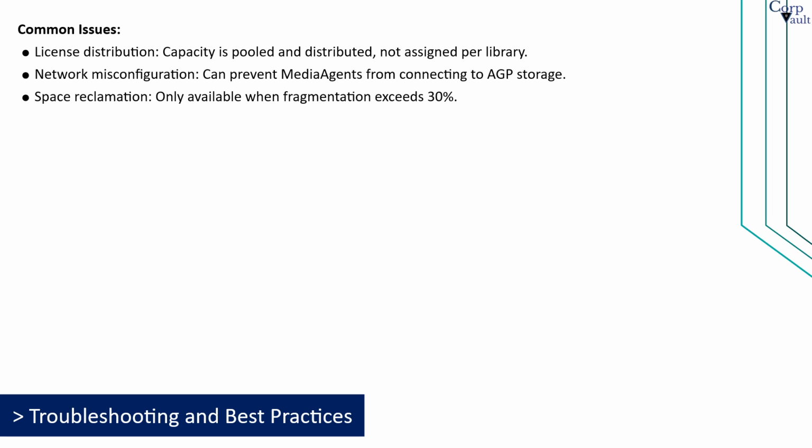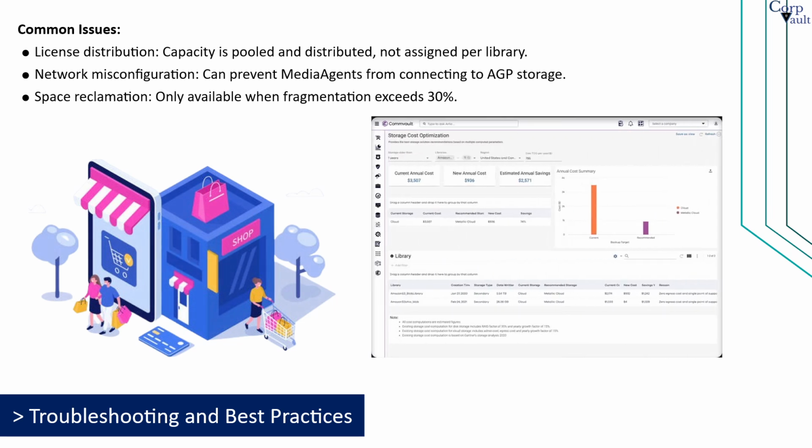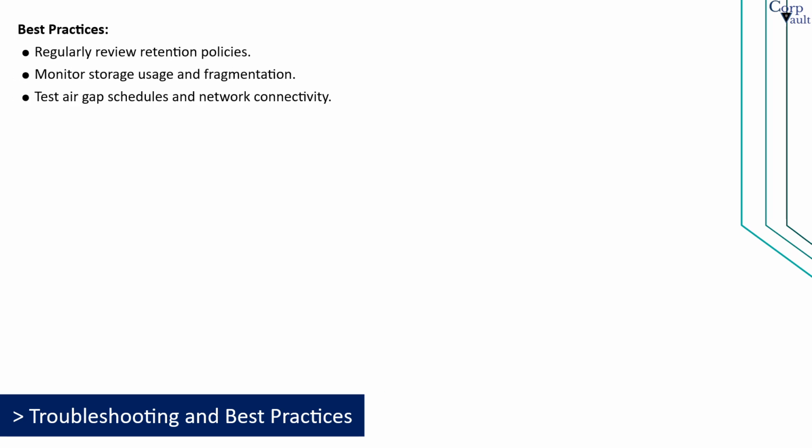Let's take a real scenario. A retailer finds that deleted jobs do not immediately free up space. After checking, they see fragmentation is below 30%, so space reclamation cannot run yet. They adjust retention, and monitor fragmentation until reclamation is possible. Let's discuss some best practices. Regularly review retention policies. Monitor storage usage and fragmentation. Test air gap schedules and network connectivity.